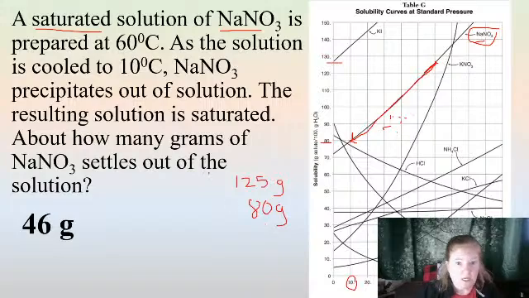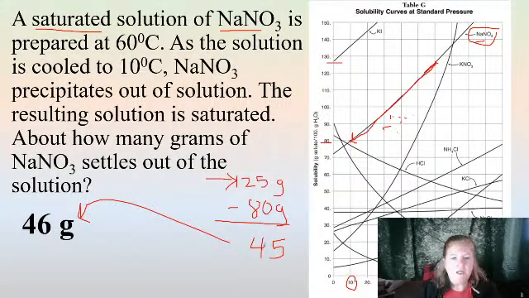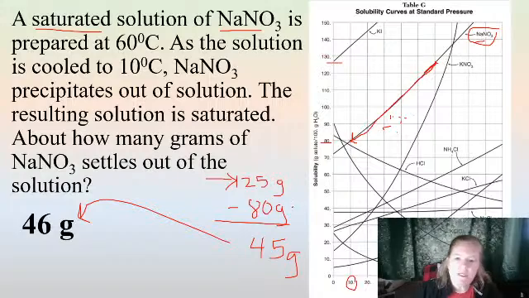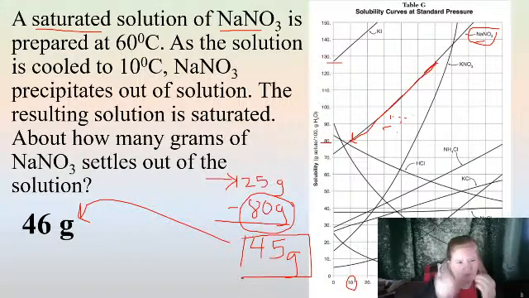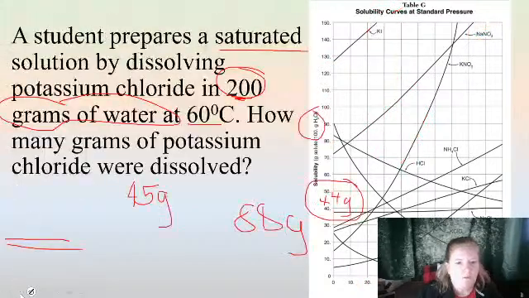But I didn't start with 80, right? I started with 125. So if I started with 125, but the solution can only hold 80 right now, and I subtract those numbers, I'm going to get 45 or 46, a number very close to that, as how much precipitates out. So they didn't ask how much it could hold now. What they asked is what came out. And so you had to do a subtraction in order to get there. Okay. I hope that helped and made more sense. That is definitely a tougher kind of question for that one. Okay. All right. So we finished this one.